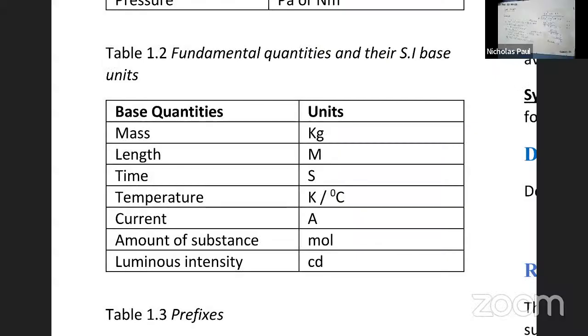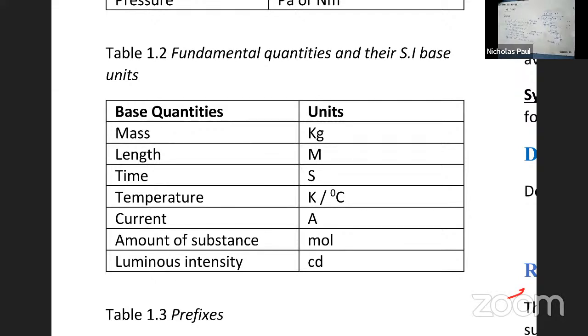We have to work in SI units, right? There's a little mistake. There are two mistakes here. Anybody seeing them? You sure? There are two mistakes there. Temperature is in Kelvin as well. Absolute temperatures are in Kelvin. You'll see that later on.